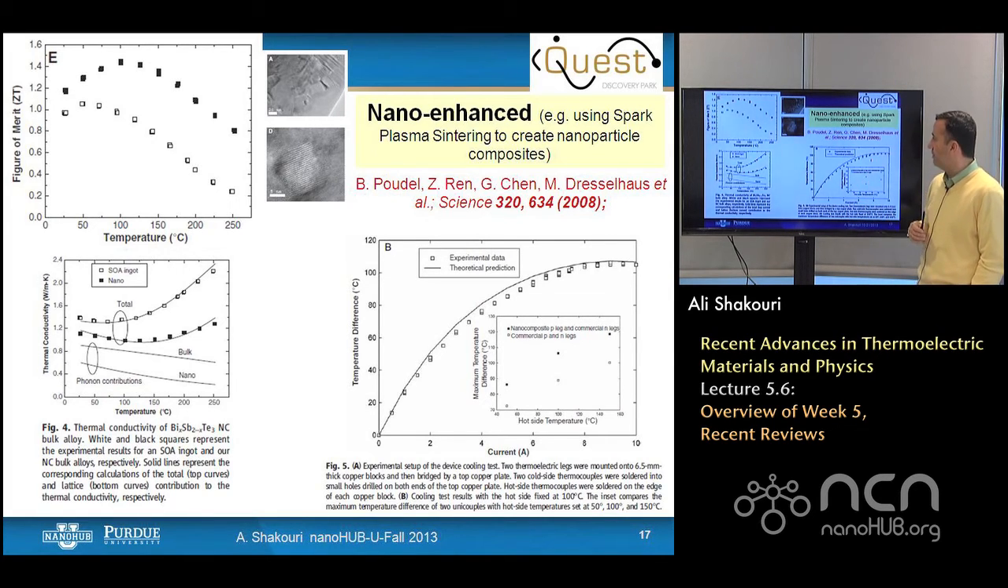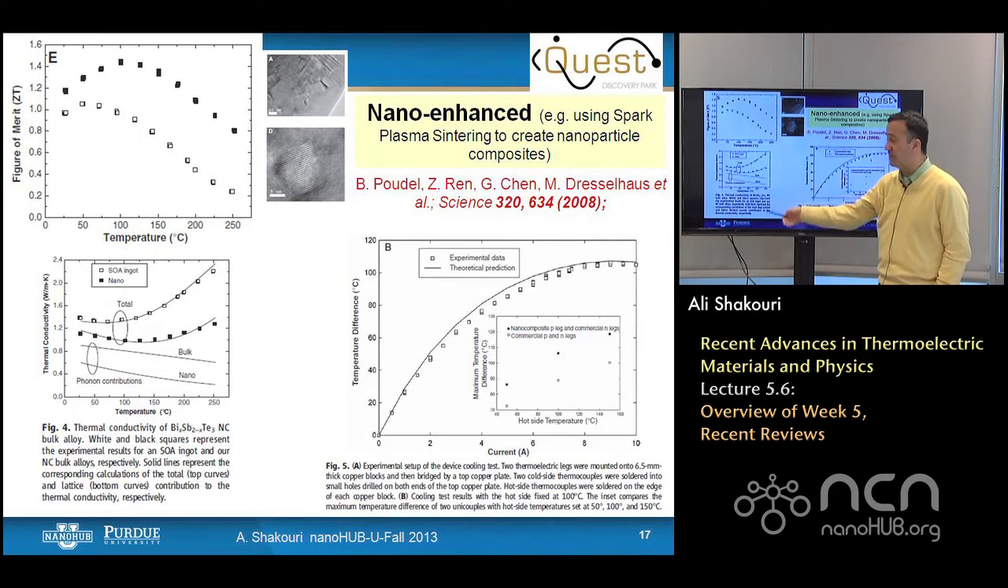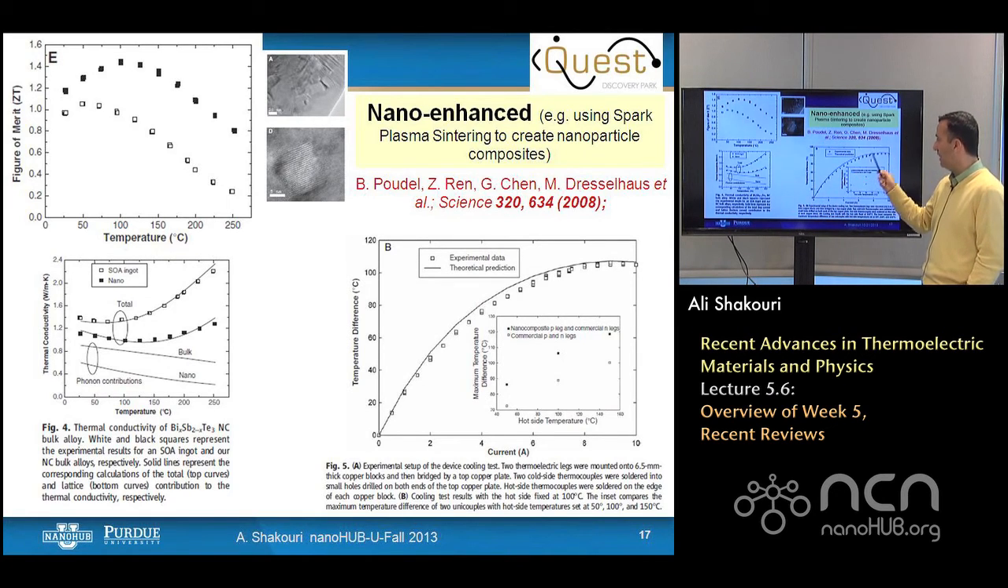One of the unique things about that article was not only did they show material properties, they actually showed a single leg where the cooling was significantly enhanced compared to the standard bismuth telluride.